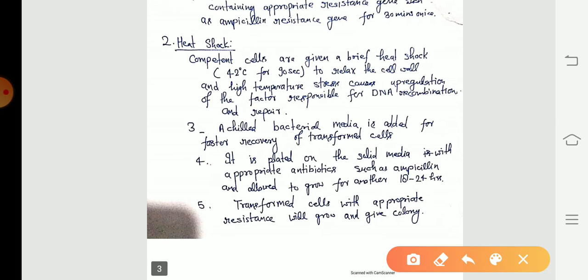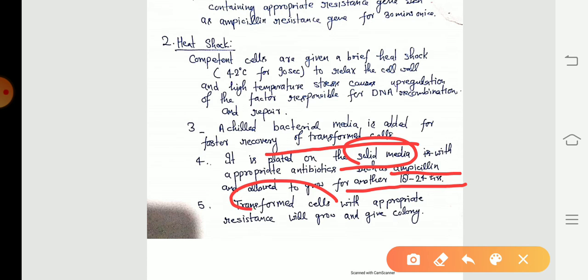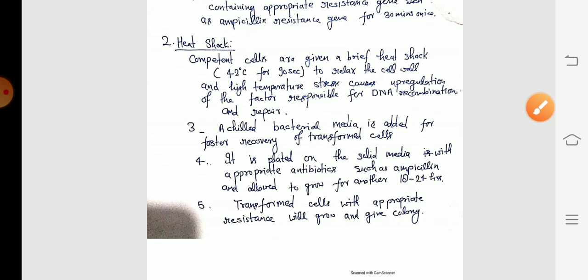Then chilled bacterial media is added for faster recovery of transformed cells, and it is plated on solid media with appropriate antibiotics such as ampicillin and allowed to grow for another 18 to 24 hours. The transformed cells with appropriate resistance will grow and give colonies. So, this topic is done today.